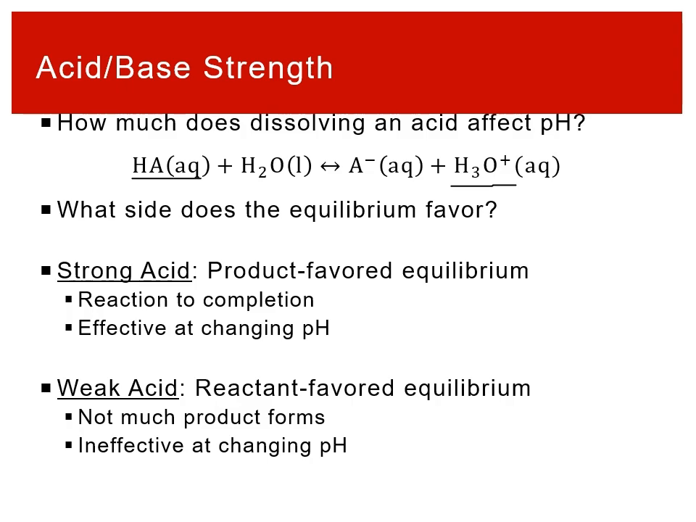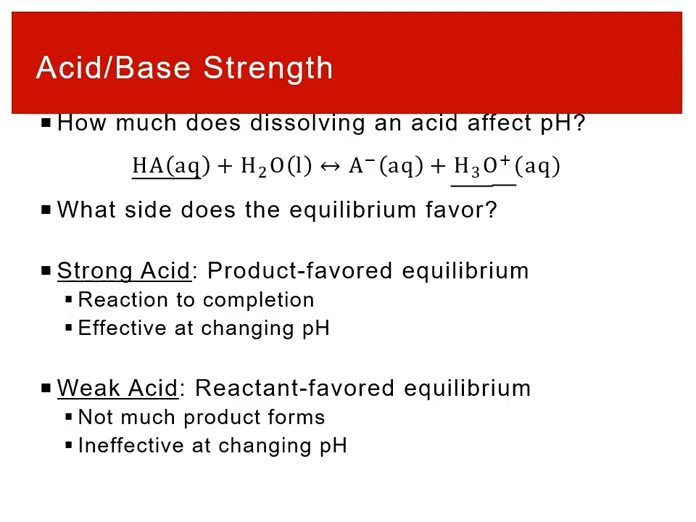And so the question would be, if I dissolve an acid into water, how much will it affect the pH? How many hydronium cations will be produced in this reaction? And really, the answer to that is, what side does the equilibrium favor? We've just said that acids can produce hydroniums when they dissolve into water. But are they effective at producing hydroniums, or are they ineffective? And there's really two answers to this question.